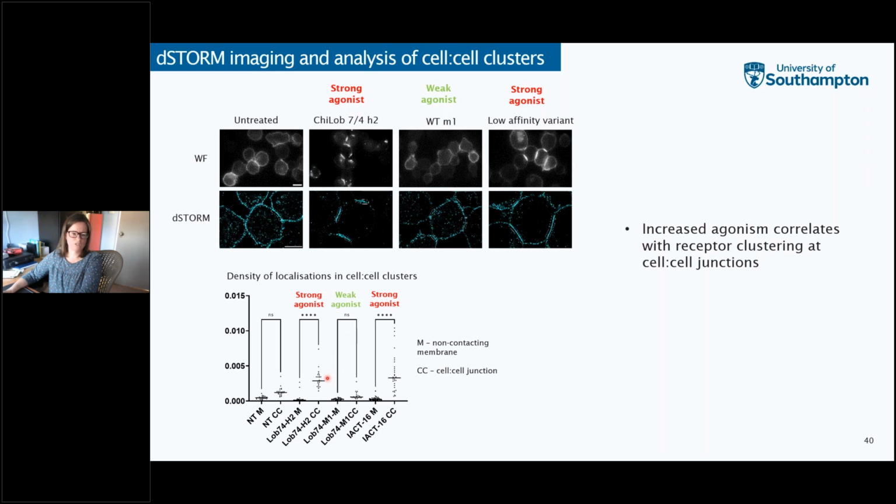Importantly, it was also significantly higher than the increased density that would be expected because there are 2 membranes rather than just 1. We can see that here with the slight increase with the not treated cells. So the increased agonism correlates with receptor clustering at the cell-to-cell junctions.